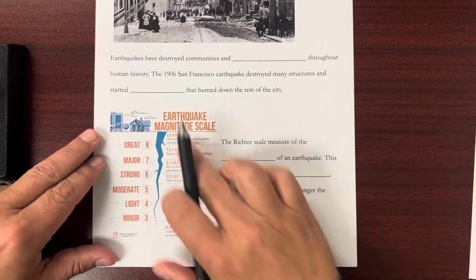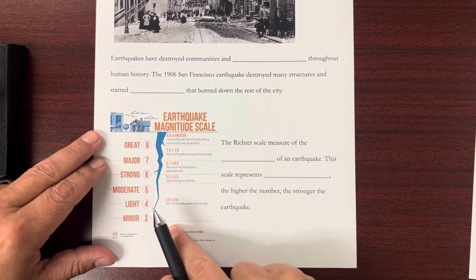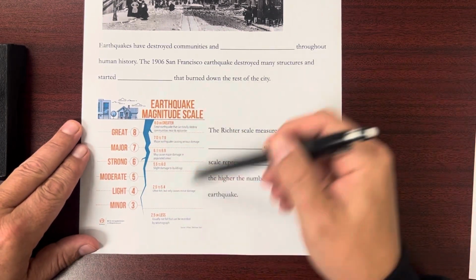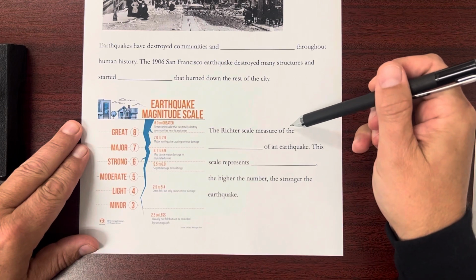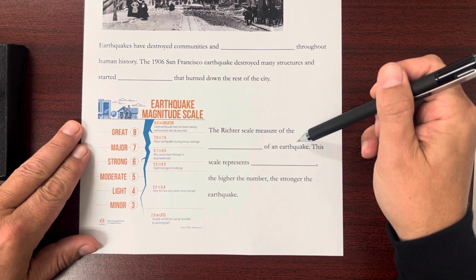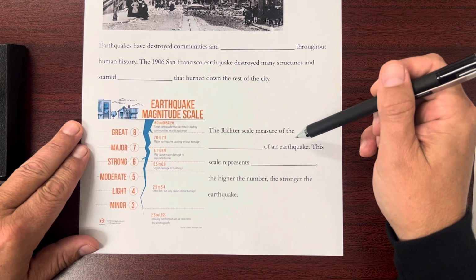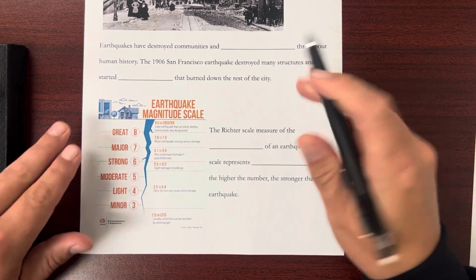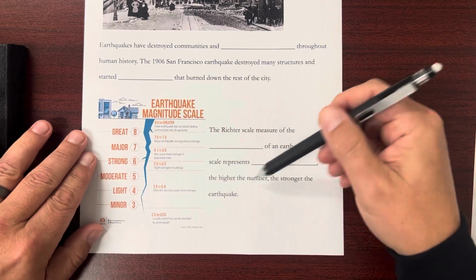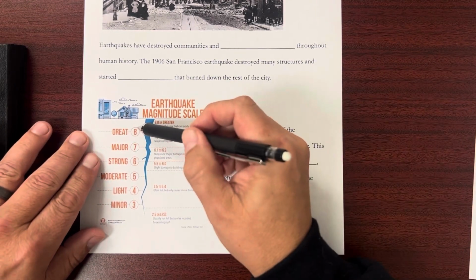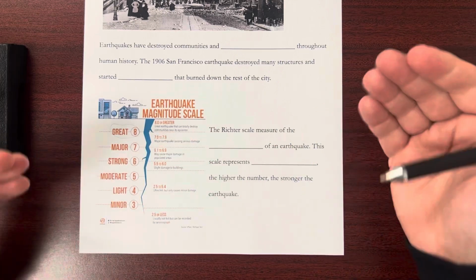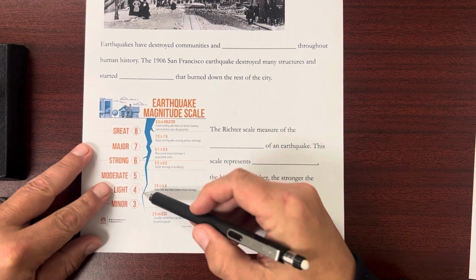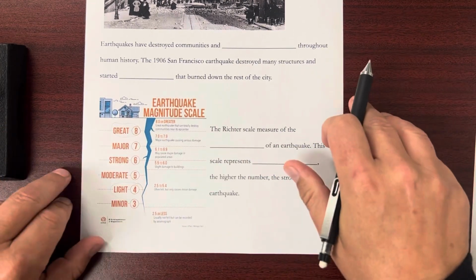All right, scale, looking at magnitude scale. So we've often heard of the Richter scale. The Richter scale measures the magnitude of an earthquake. And the scale represents actual ground motion. So the higher the number, the stronger the earthquake. If it's 8 on the Richter scale, there's a lot of ground motion and a lot of damage. If it's a 4 on the Richter scale, there's not a lot of ground motion and usually very little damage.